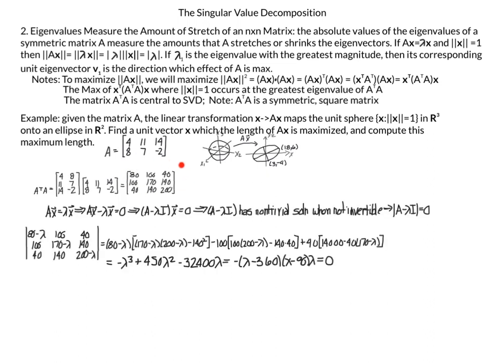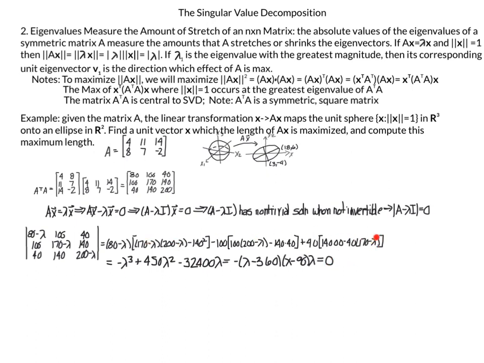I have my A transpose A matrix here. I have my eigenvalue equation. Remember, I can do this now because we have a symmetric matrix. So I'm going to look at A minus lambda I. I'm going to find where the determinant is equal to 0, because that will tell me when my (A minus lambda I)x equals 0 has a non-trivial solution. So I get my characteristic equation.